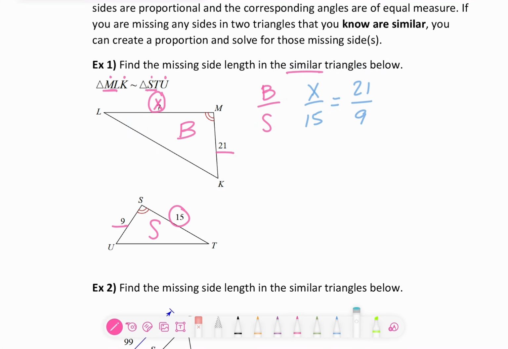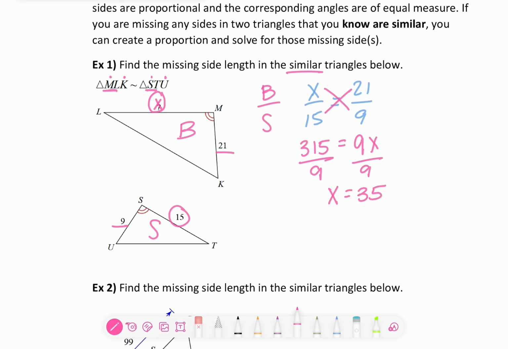Now I can cross multiply and solve, so you're going to want your calculator to do this more quickly. Cross multiply and solve. I'm going to do 15 times 21. That'll give me 315 equals 9 times X, which is 9X. Divide both sides by 9, and you are going to get 35.